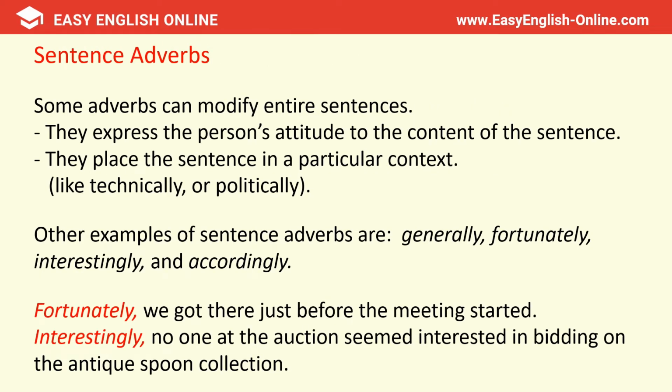There are some adverbs that can modify entire sentences too. These are called sentence adverbs. They express the person's attitude to the content of the sentence, or it places the sentence in a particular context, like technically or politically. Sentence adverbs don't describe one particular thing in the sentence. Instead, they describe a general feeling about all of the information in the sentence. For instance, some commonly used examples are words like generally, fortunately, interestingly, and accordingly.